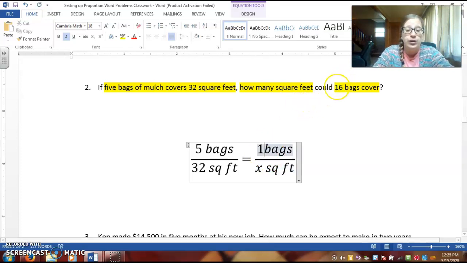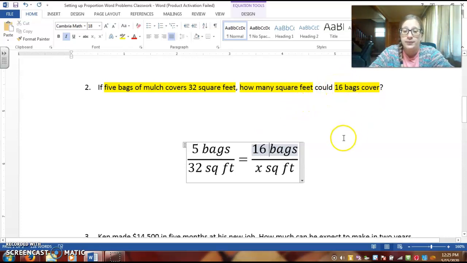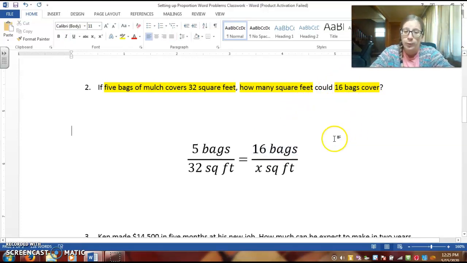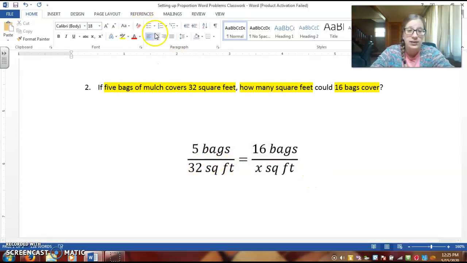On top, we are told 16 bags is what we have. Okay? Double check your proportion. We have the 2 numbers on top representing the bags of mulch, and the 2 numbers on the bottom represent the square feet of coverage we get. So with this in our minds, we see a proportion as being set equal to each other, and they're matching across. Okay? So you would start going, because X is going to represent the square feet, you know X is going to equal some number, and it's going to be square feet.